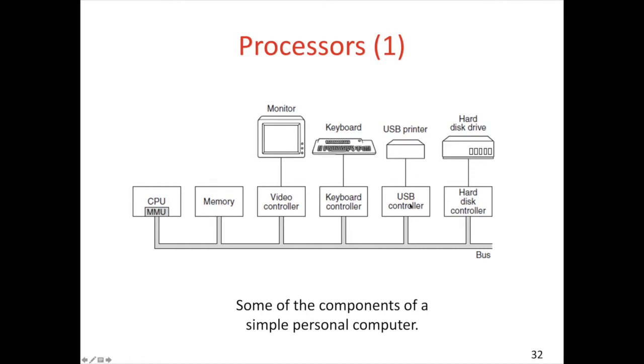We have a USB controller to which, for example, a printer can be connected. And also we have a hard disk controller for controlling the hard disk device. The memory on the main board is called the primary memory or the main memory. Hard disk is called the secondary memory.